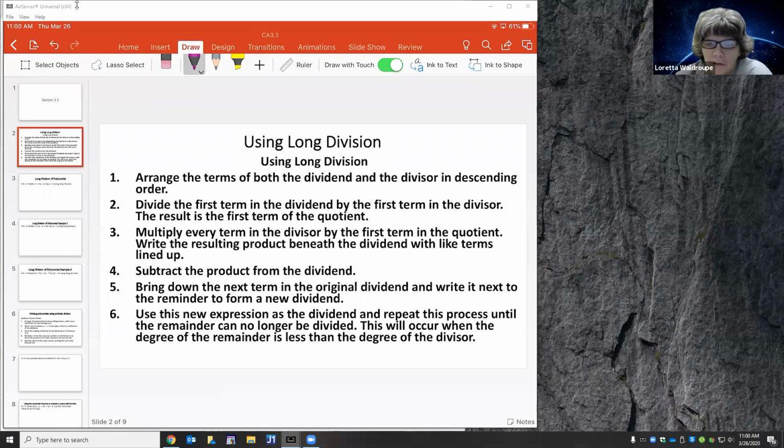So we're talking about long division, and when we're dealing with long division, the first thing you want to do is put the terms of both the dividend and the divisor in descending order from the highest power to the lowest power. Then you're going to divide first term into first term and get your quotient for that. You're going to multiply that by the divisor. Okay, you're going to subtract, and then you're going to repeat the process. Let's look at an example.